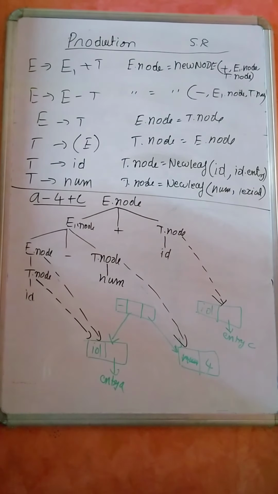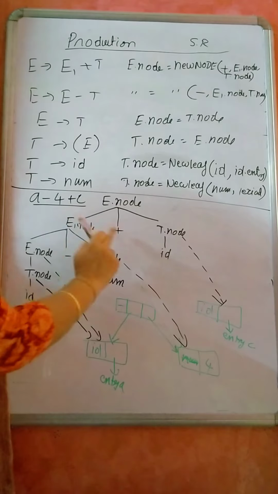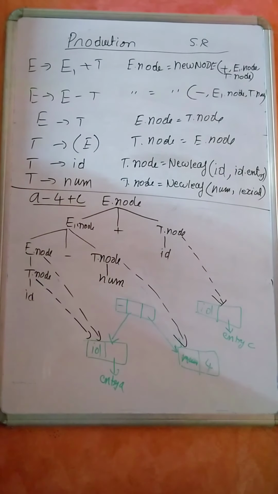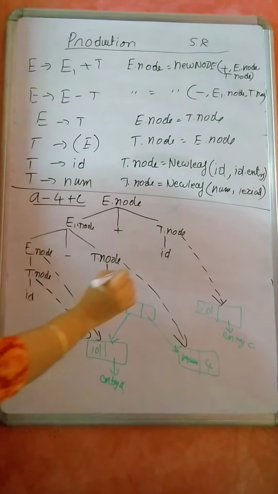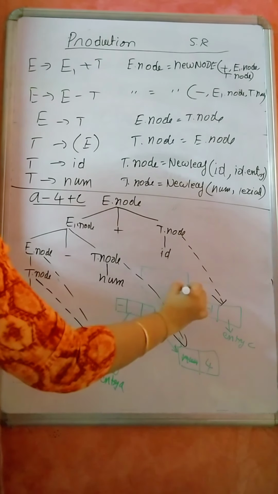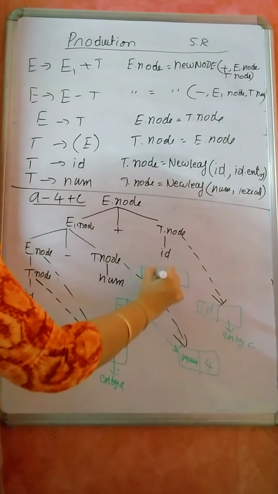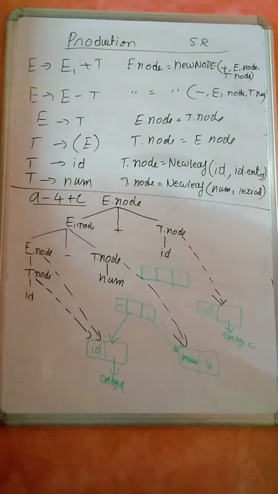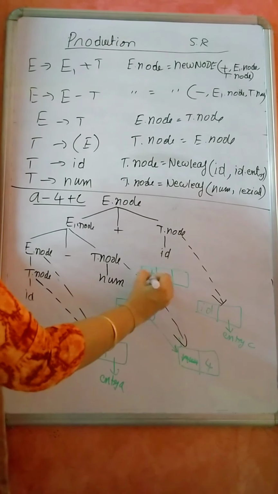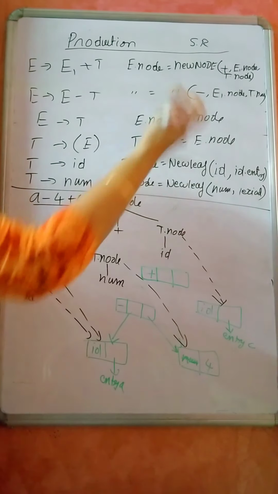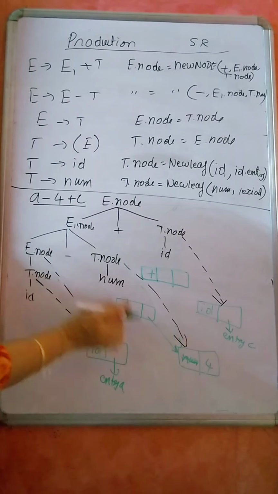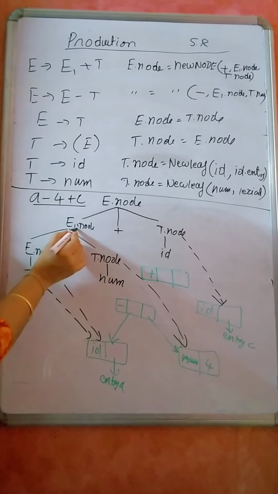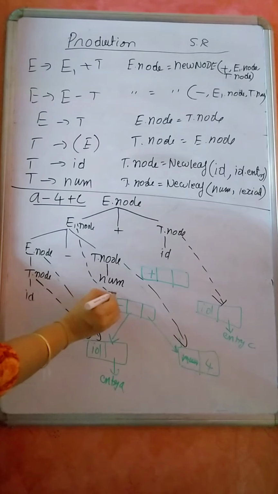Now I am replacing E plus T with an E. When I am applying E determine E plus T, what do we have to do? We need to create a new node. How many fields are there? 3 fields. The first field is plus. Next points to the E dot node. Sorry, I have not written this. What is this E dot node? The newly constructed one. So this will point to this.